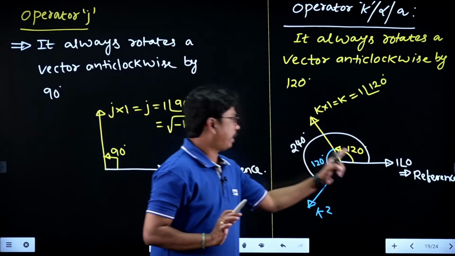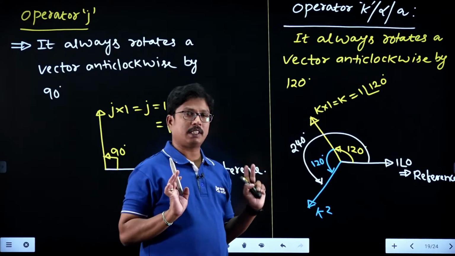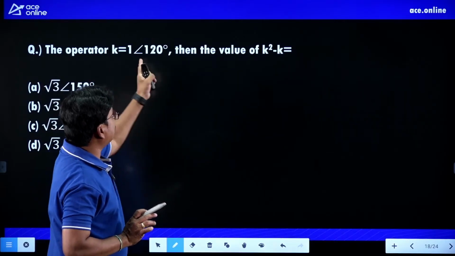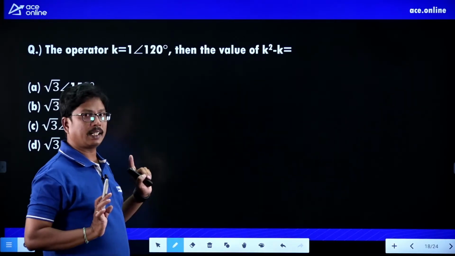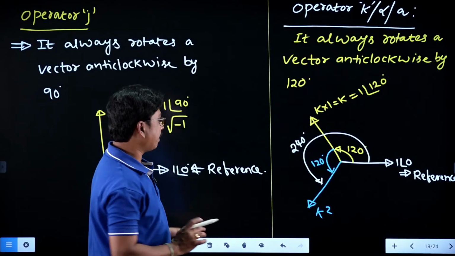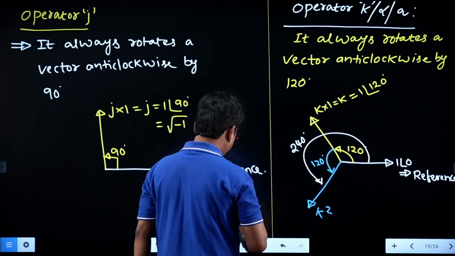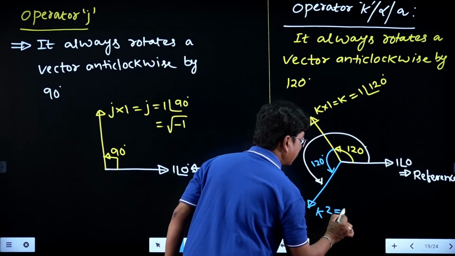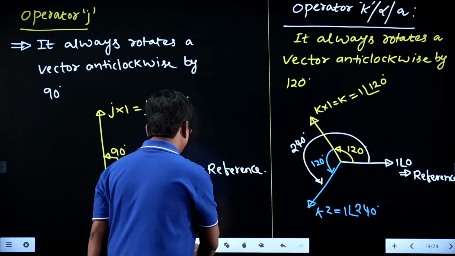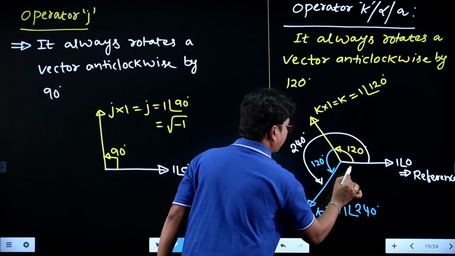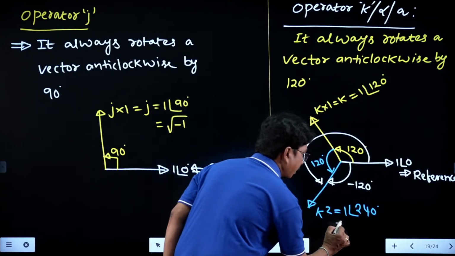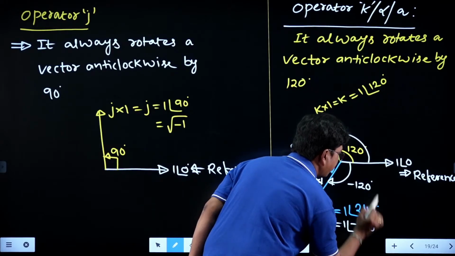Now we have k square. Just check here, what is the question they have given? They have given that if k is 1 at an angle of 120, then what is the value of k square minus k? What is the value of k square, students? What is the angle shift from the reference? It is 240. It is 1 at an angle of 240 in the anti-clockwise direction. The same value you can write in the clockwise direction, where it will be minus 120. This will be 1 at an angle of minus 120.